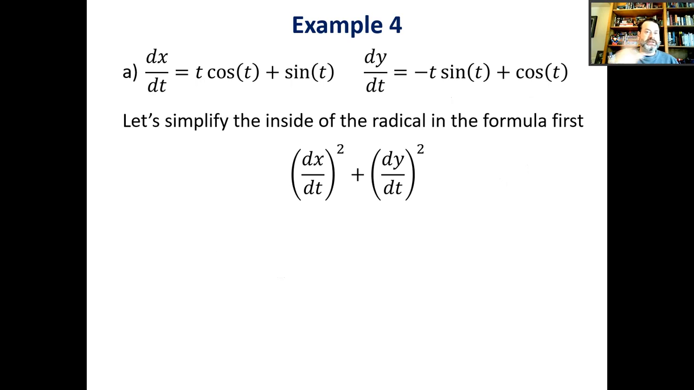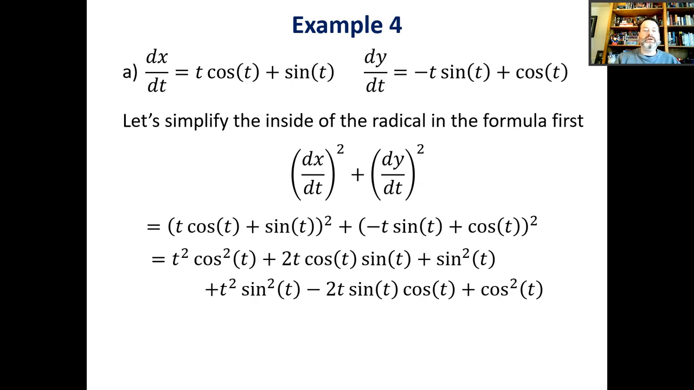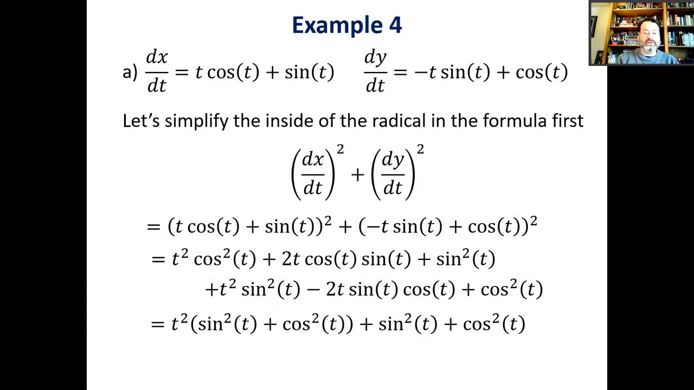Now I'm going to go ahead and just do that stuff inside the radical first. In example 3, it was manageable to do the whole problem at once. A problem like this, just due to its size, we're just going to simplify that part first. So you just square both derivatives, FOIL everything out. So this is all one thing. This whole thing here is this thing FOILed. Then you rearrange and regroup, and you get this.